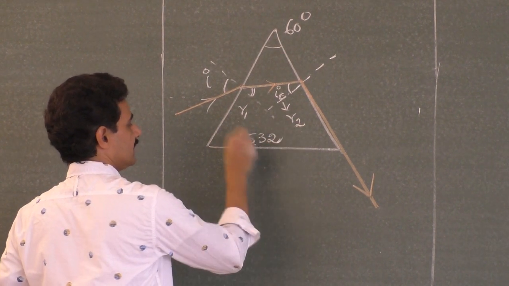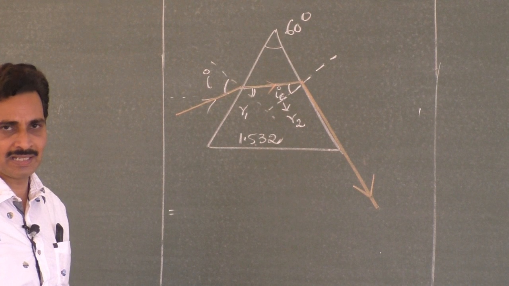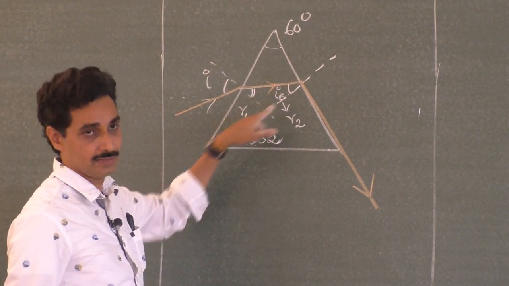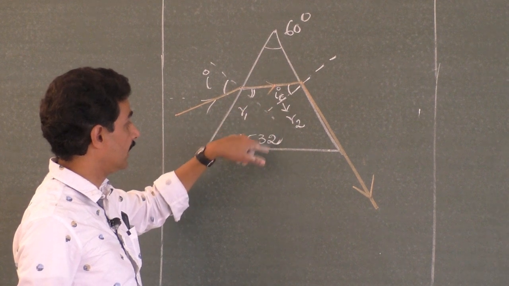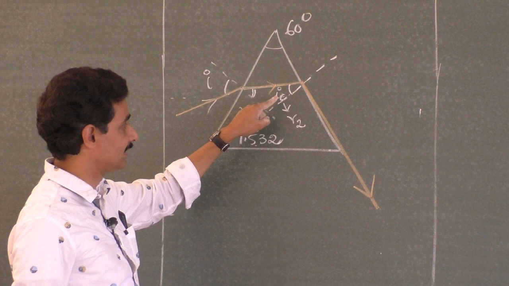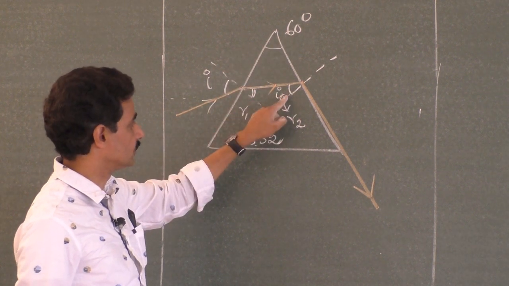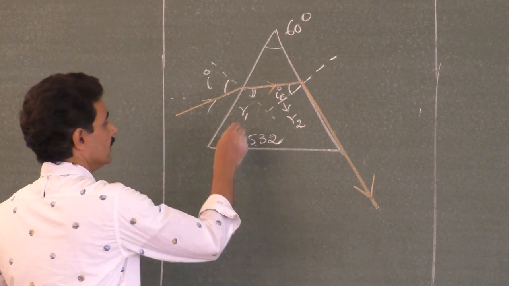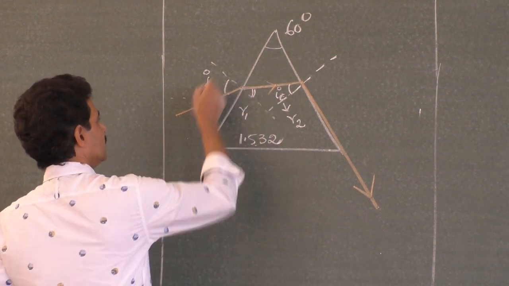R2 can be obtained by this one. Refractive index N equal to 1 by sin IC. Critical angle and refractive index are always related. So N equal to 1 by sin IC, or sin IC equal to 1 by N. So you will get IC. Once you get IC, A equal to R1 plus R2, you will get R1. Once you get R1, apply Snell's law: N1 sin R1 equals N2 sin I, finish.